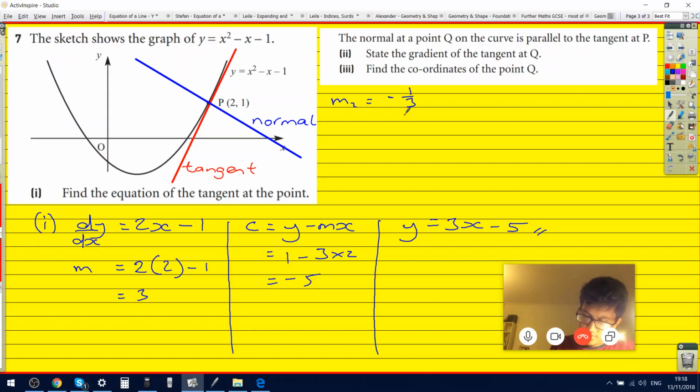Okay, so y equals minus a third x plus c. 1 equals minus a third times 2 plus c. c equals 1 plus 2/3. So I'll just leave that as a fraction. So that would be 5 over 3. So y equals minus a third x plus 5 over 3. Yes, that's it. Okay, so that would be the equation of this blue normal.